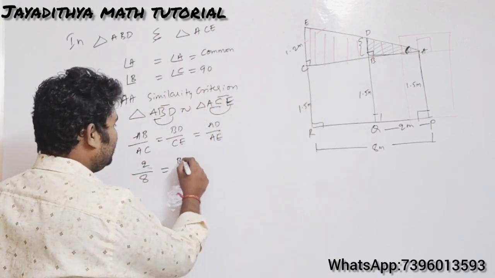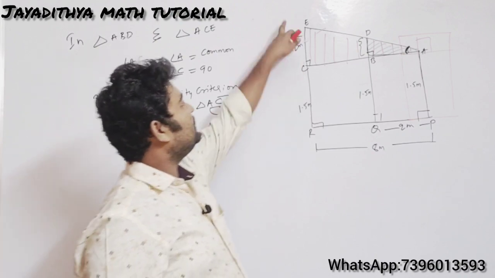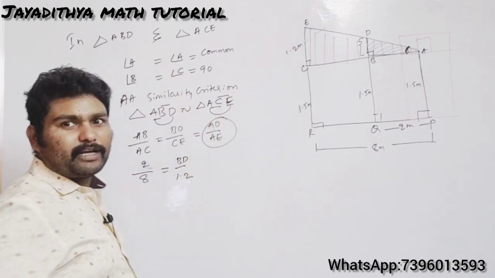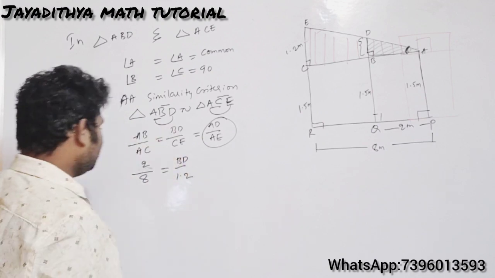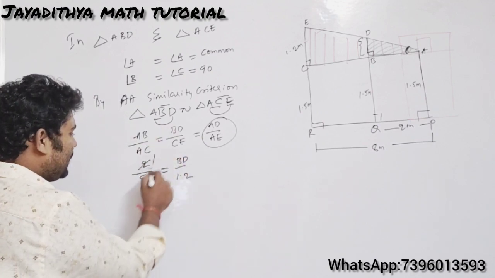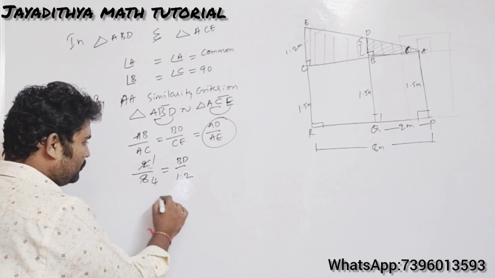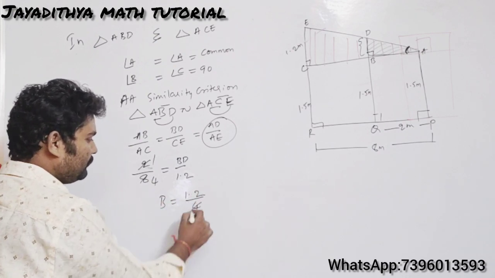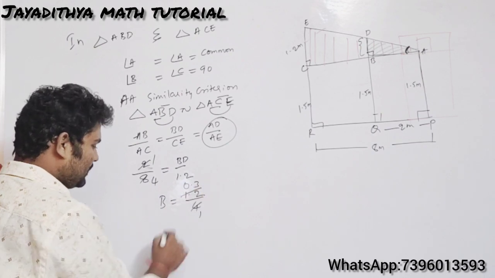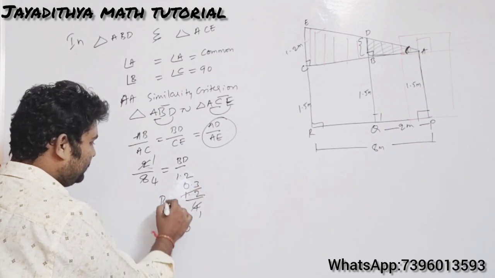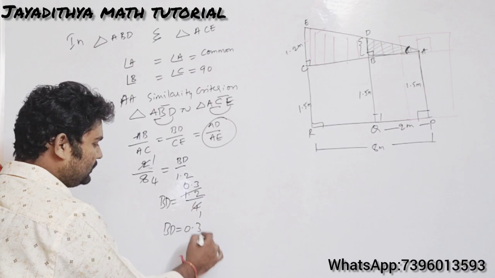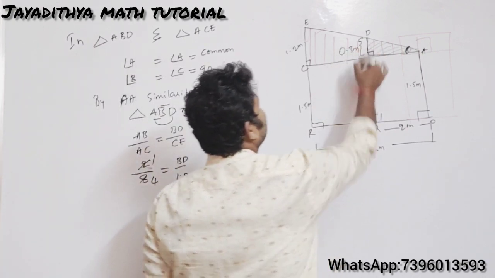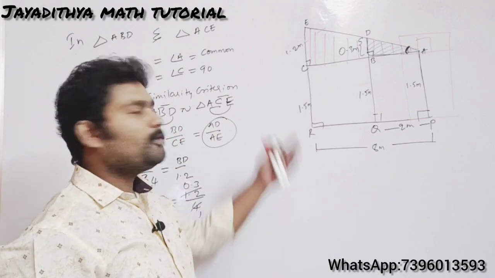So I am taking BD by CE. What is CE here? CE is given as 1.2. We don't require this one, so I am leaving that one. So what will be my BD here? If you cancel this one, 2 1s are 2, 2 4s are 8. So BD will be equal to 1.2 divided by 4. 4 1s are 4, 0.3. So BD is equal to 0.3 meters. Clear? Now your problem is completed.